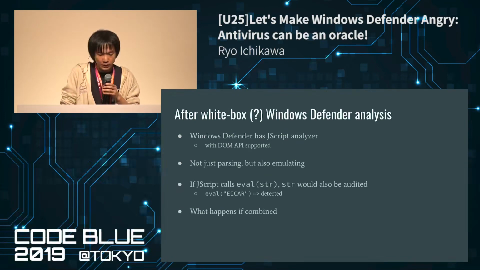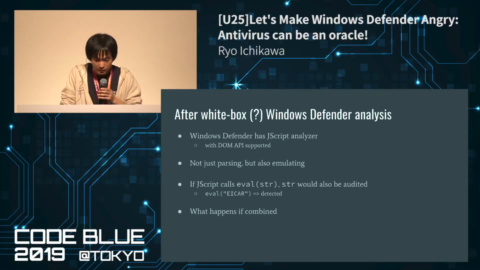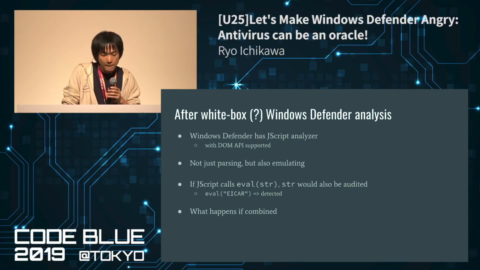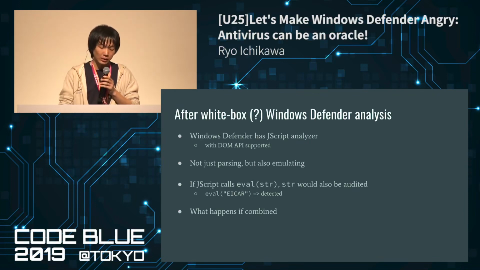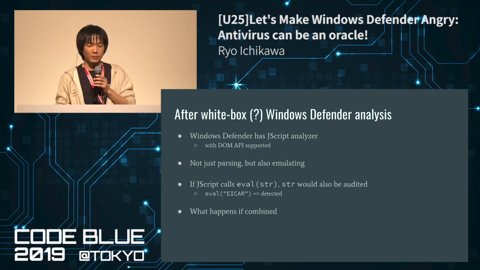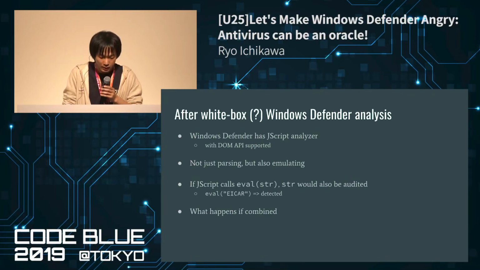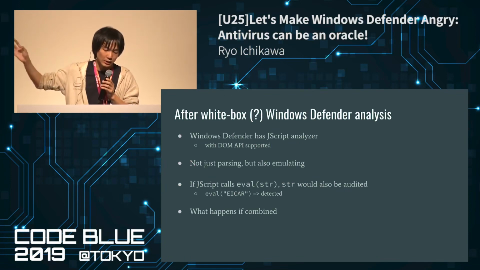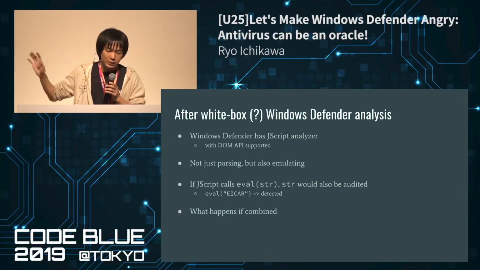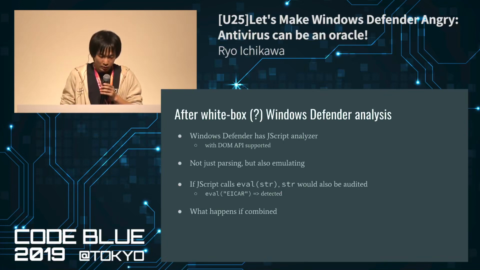I found Windows Defender has a JScript analyzer with DOM API supported. And not just parsing, they're also emulating. So if JScript calls eval, the argument of the eval function will also be audited. So basically, if you evaluate an Acre signature as the eval function's argument, it will be detected. So what happens if we combine them?